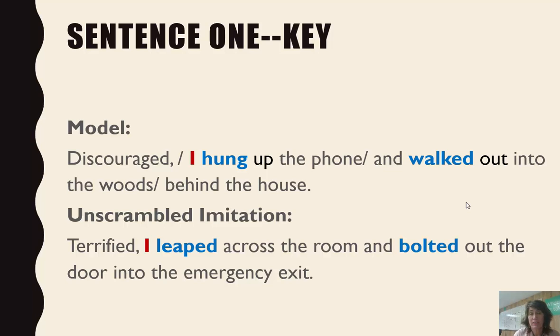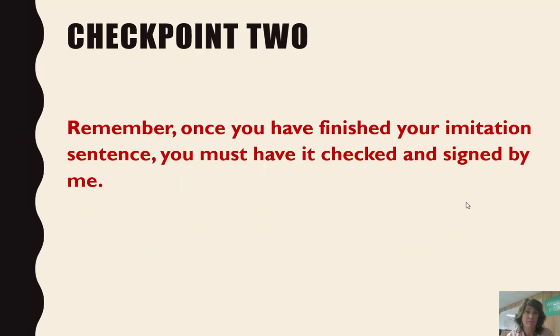Here's the key to sentence 1. So try it yourself in your text and check it against the key. At this point, you should be writing your own sentence. Once you have, advance this presentation. Now, remember, once you have finished your imitation sentence, you must have it checked and signed by me. That will be your checkpoint 2.